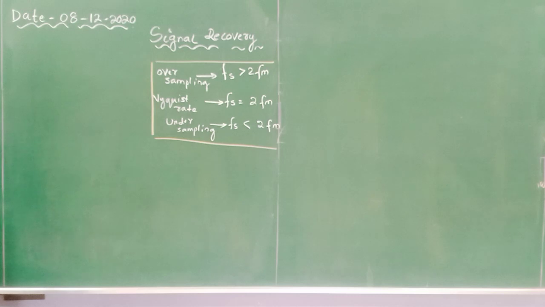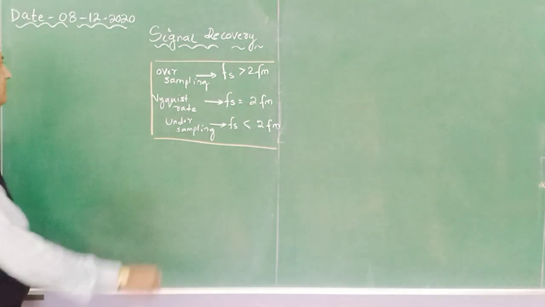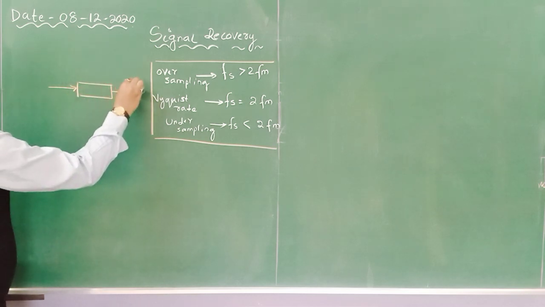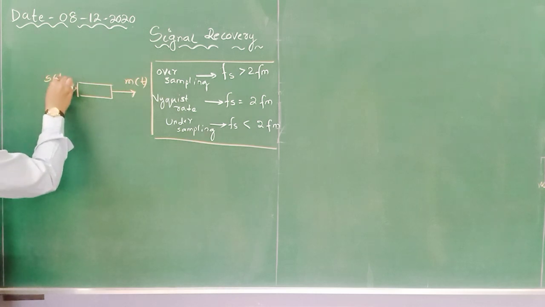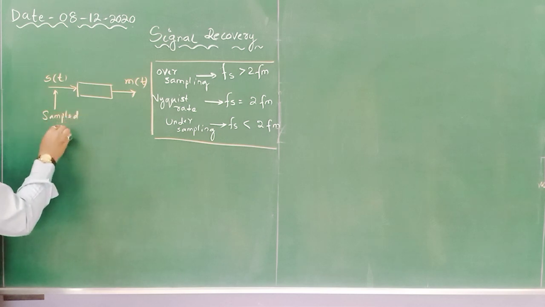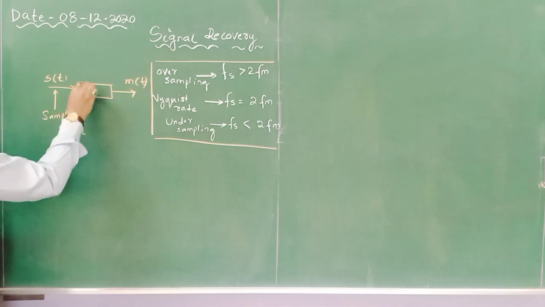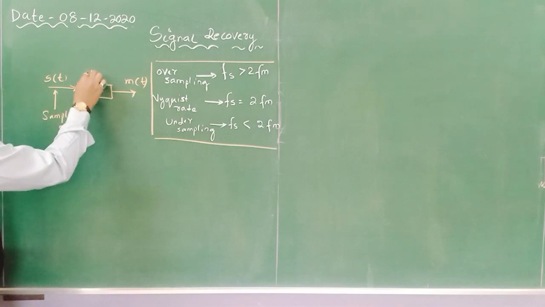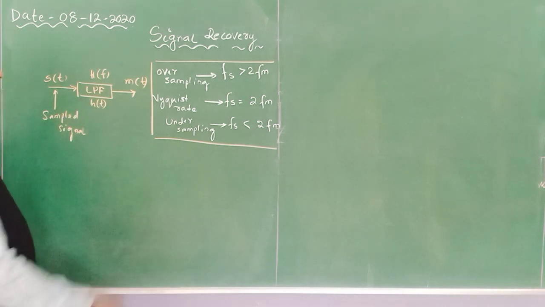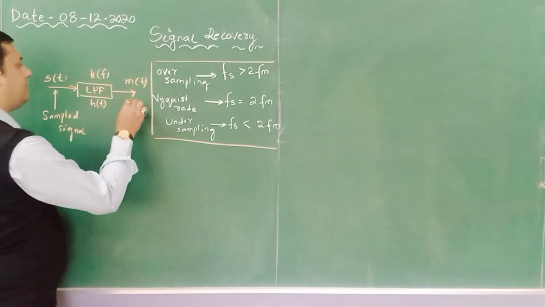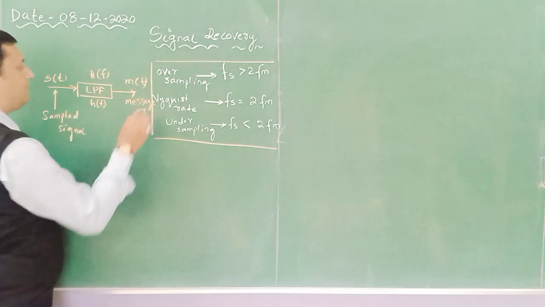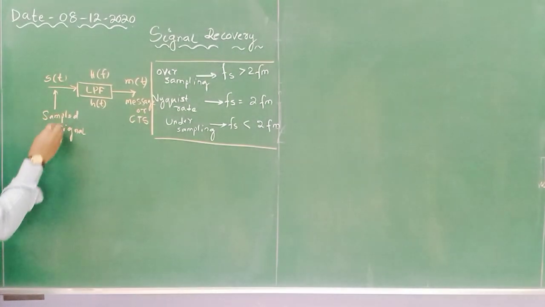Now, whenever the term signal recovery comes, that means we need to recover the original modulating signal m(t) from s(t). s(t) is called the sample signal, and it will pass through a low pass filter whose response is H(f), or you can say h(t), and then the output must be the message signal, a continuous time signal.